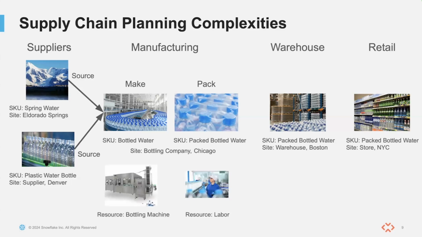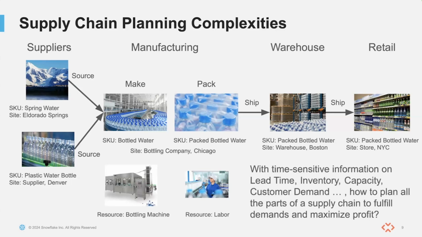Make involves resource capacities, machines and labor, how to pack, and then how to find the best logistics to ship with reasonable cost to warehouse, figure out the inventory management, and then finally deliver to the customer based on demand. So there's a lot of time-sensitive information that needs to be woven on top of it in terms of capacity, inventory, customer demand. How do you plan all the parts of the supply chain to fulfill demands and maximize for profit, optimal for a lot of various business metrics?